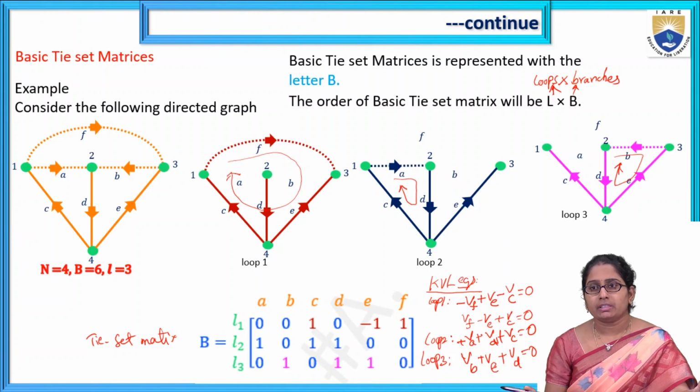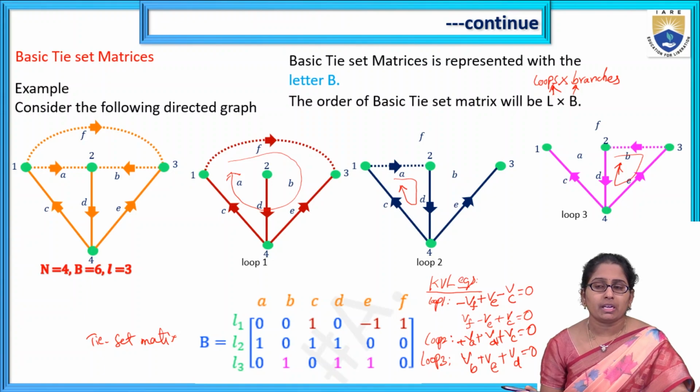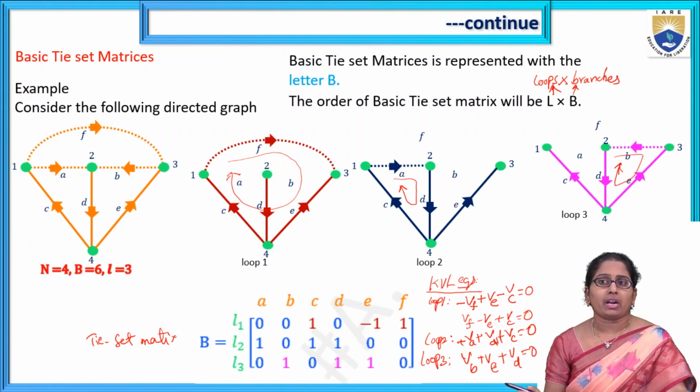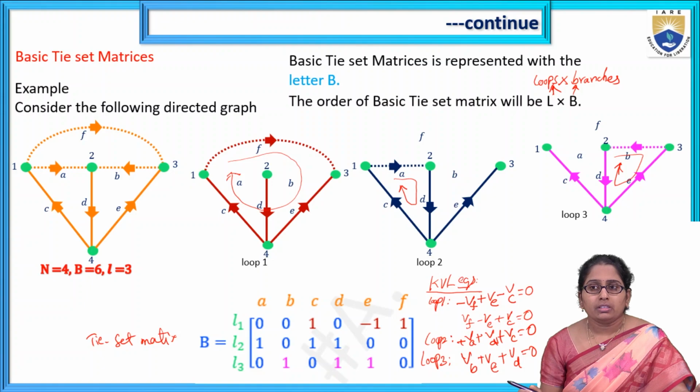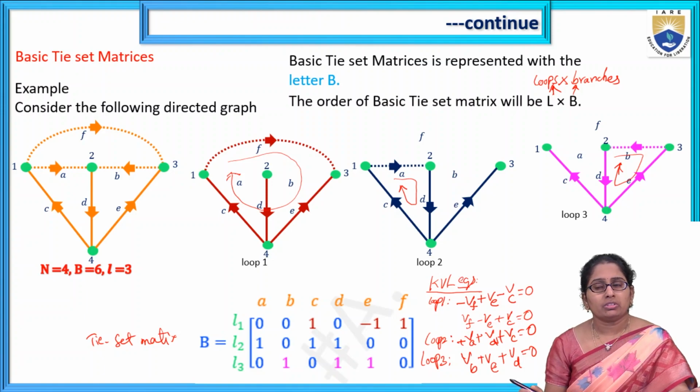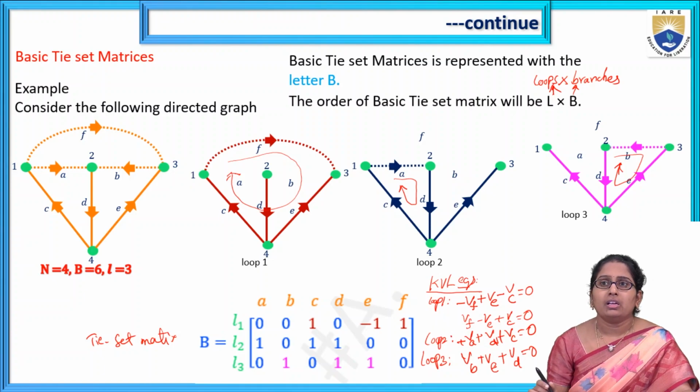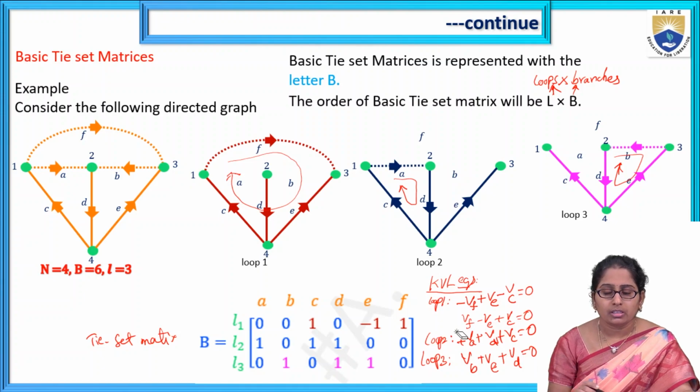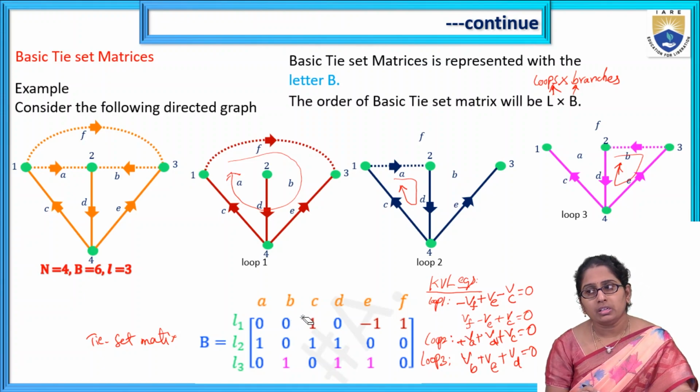So we need to know the tie-set. What is meant by tie-set? That means loop, how many tie-sets are there? Basically, we need to know first, for a given tree, or you have to take the tree. If tree is not given, you have to take the tree for the given graph. So for that, you have to know first how many loops are there. Then second, you have to write down the KVL equations and put those equations in the matrix form by knowing the order of the tie-set matrix.